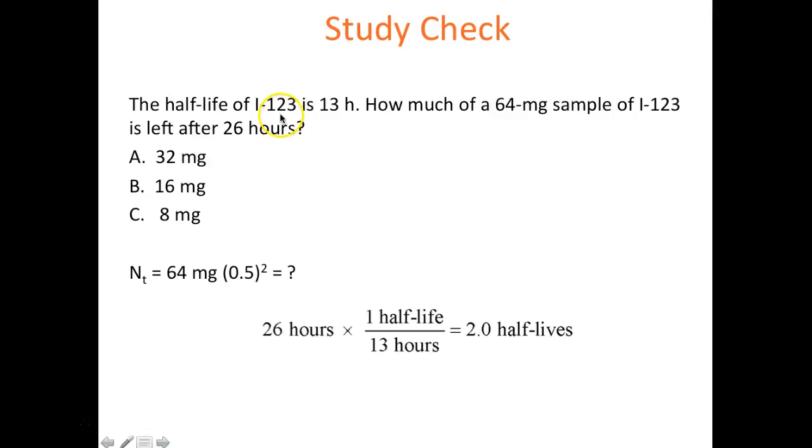The half-life of iodine-123 is 13 hours. How much of a 64-gram sample is left after 26 hours? So 26 hours, that's 2 half-lives. Substitute that into that formula. Nt is equal to N0 times one half raised to the power of 2. So you start out with 64. Half is 0.5, raised to the power of 2, which is 2 half-lives, and then determine what that answer is. And that's 16 grams.